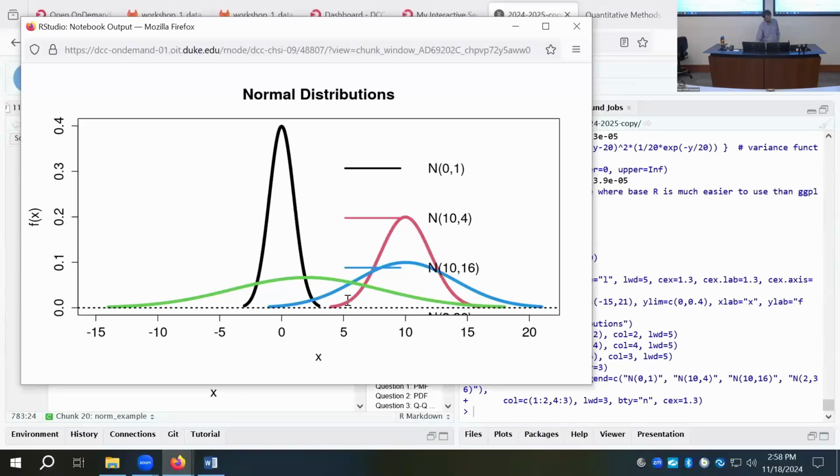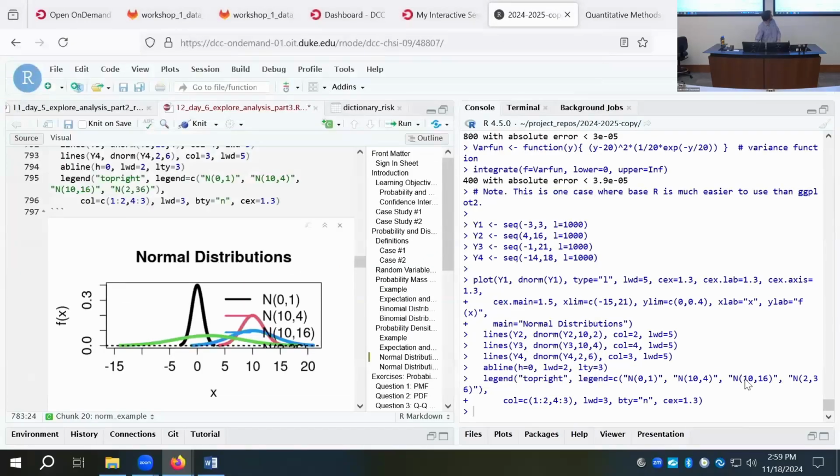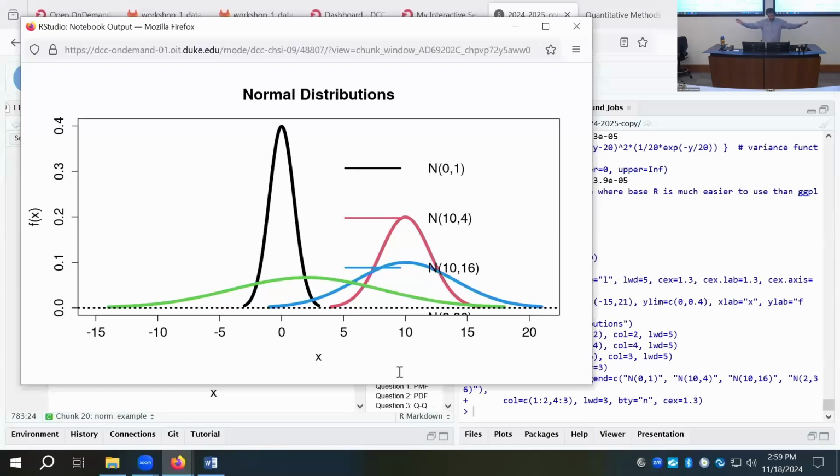A little nicer. So this black line is the standard normal, mean 0, variance 1. This red is a normal with mean 10 and variance 4. You can see it's a little bit more spread out, right? It has a higher variance. The blue is a normal with mean 10 and variance 16. So that's the same central location as the red, but it's a lot wider because it has a higher variance. And finally, this green line is a normal with mean about 2, yeah, 2, but it has a variance of 36. So it's really spread out.